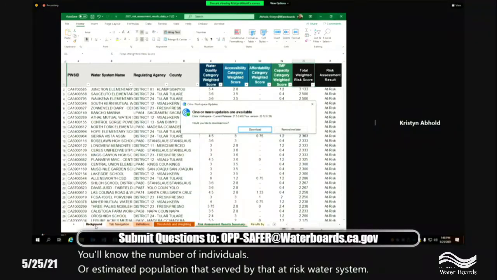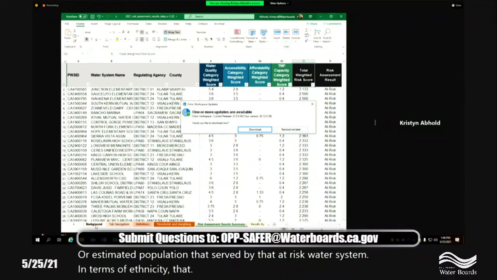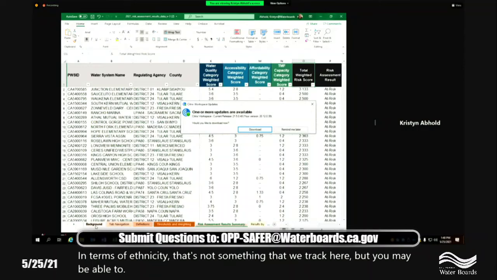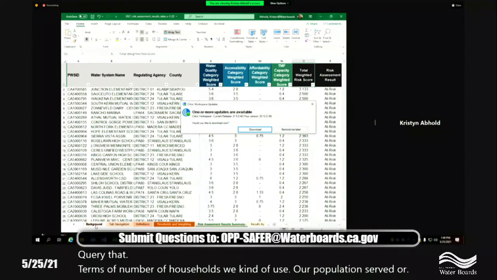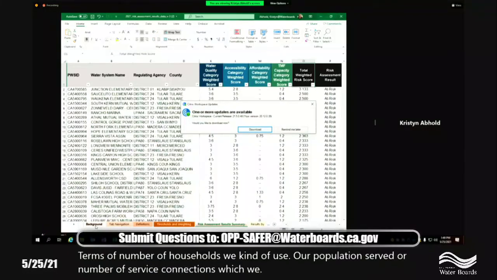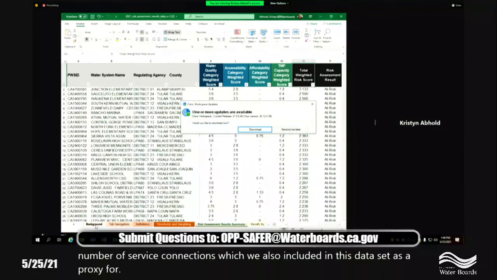In terms of ethnicity, that's not something that we track here, but you may be able to use OEHHA's Human Right to Water tool or the CalEnviroScreen tool to try to query that. In terms of number of households, we use our population served or number of service connections, which we also include in this data set, as a proxy for that. So hopefully that answers that question.